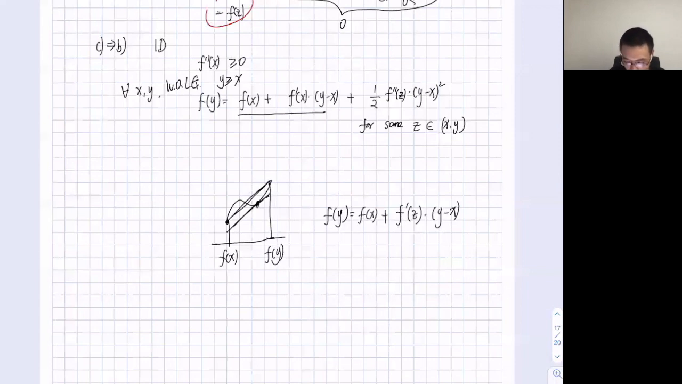But this point, I call it z, may not be x, may not be y. It can be some point between x and y. And this is the same here. So if you have a finite-term Taylor expansion, then you have the residual term, and the nth order derivative in this term is not at the end point. It may be some point in the middle, okay?